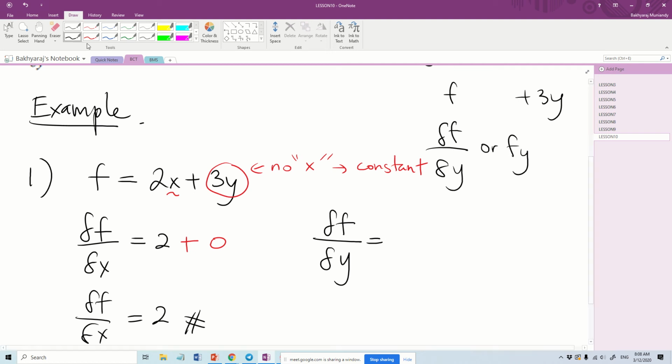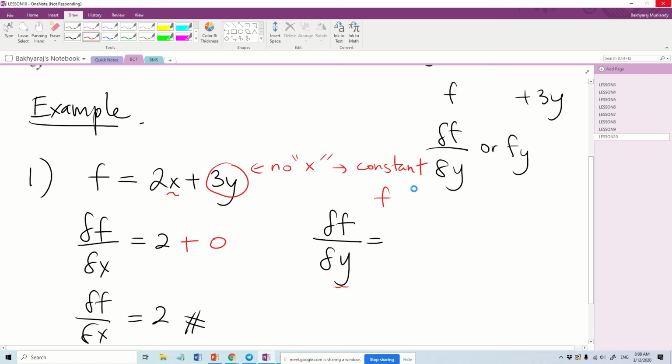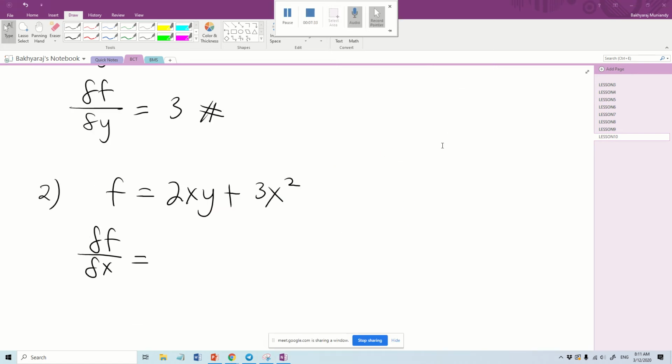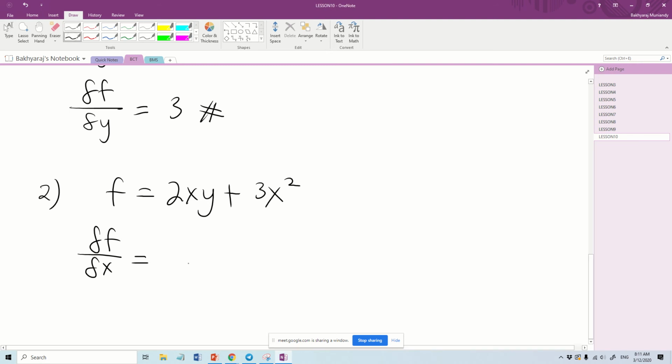Yes, correct. Just 3. Okay, when we differentiate with respect to y, meaning I'm looking at my function, I'm looking at only y. So in my case, I have f equals 2xy plus 3x squared, and we get 2y plus 6x.